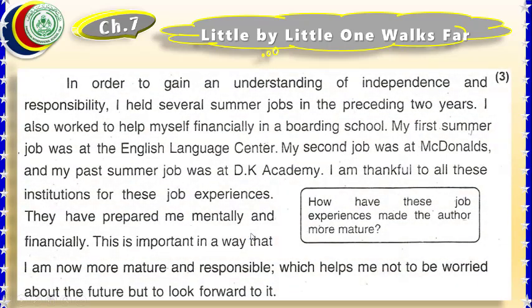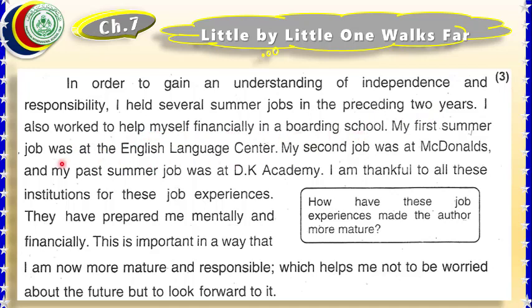Dear students, we have completed 2 paragraphs of this lesson. This is the 3rd paragraph. The question for this paragraph is, how have these job experiences made the author more mature? In order to gain an understanding of independence and responsibility, I held several summer jobs in the preceding 2 years. I also worked to help myself financially in a boarding school.